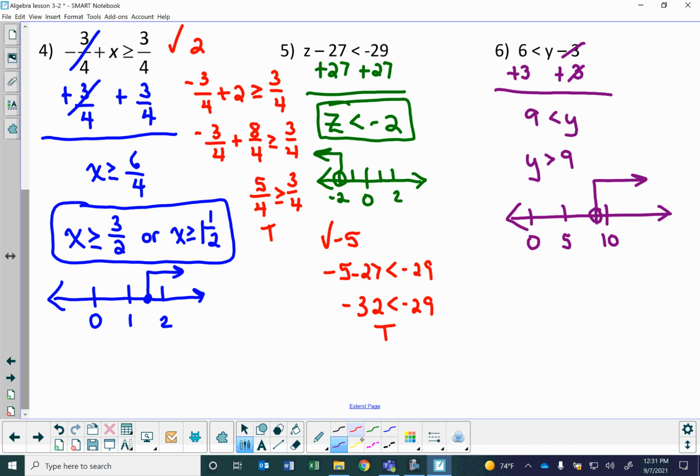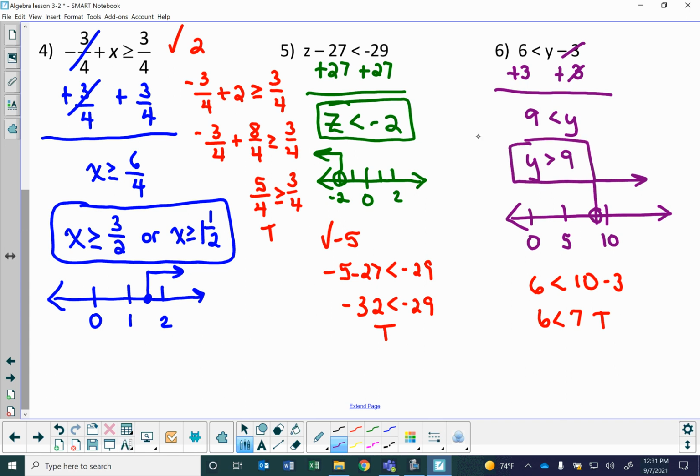And of course, last time I need to check this, so I need a number greater than 9. Let's go with 10. So 6 is greater than 10 minus 3, so excuse me, 6 is less than 7. That is true. So y is greater than 9 works.